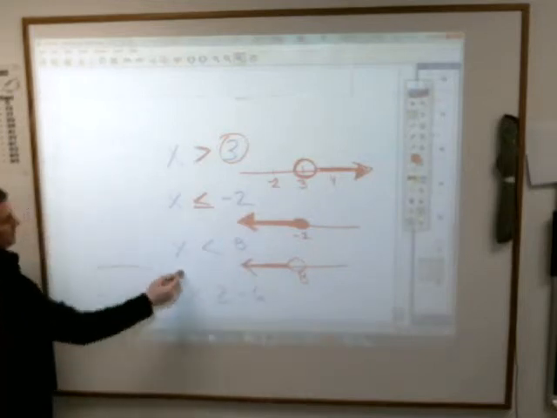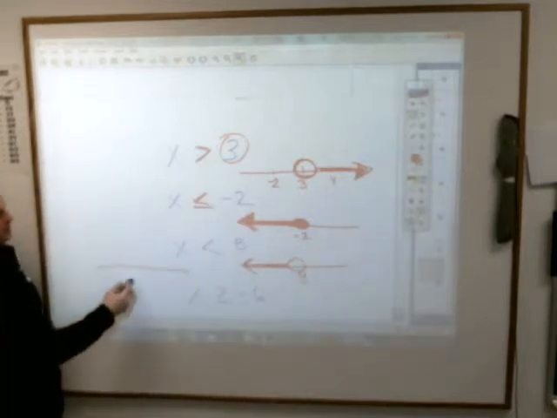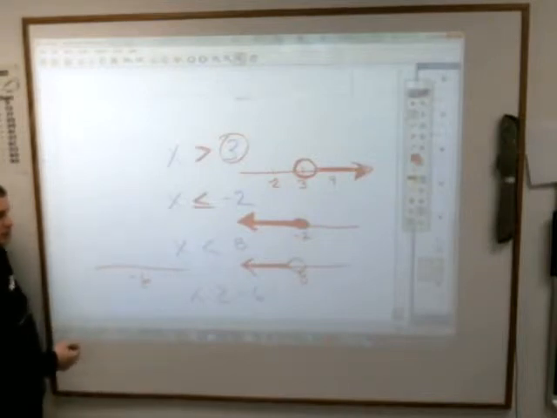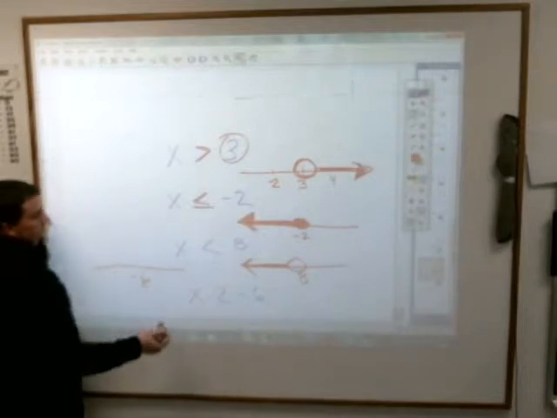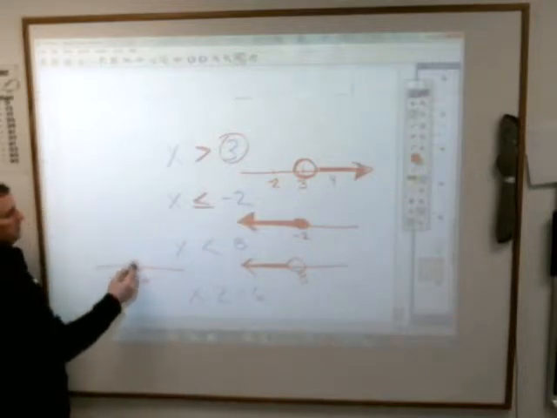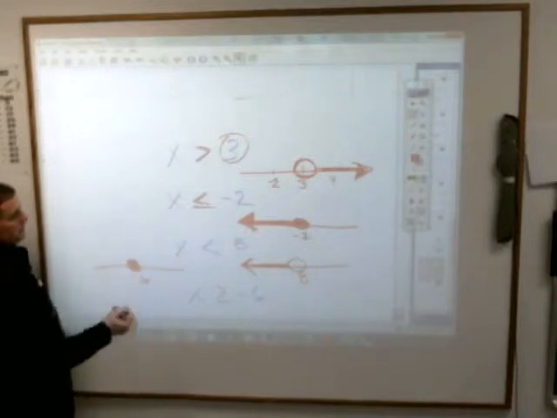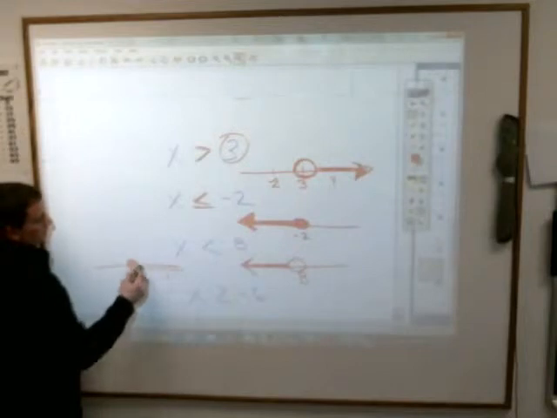And the last one here, how about this one? x is greater than or equal to -6. Open circle, closed circle, Andrew? Closed circle. Closed because it can be equal to. What side am I coloring in, right or left? Nicole? Right? Correct, right side.